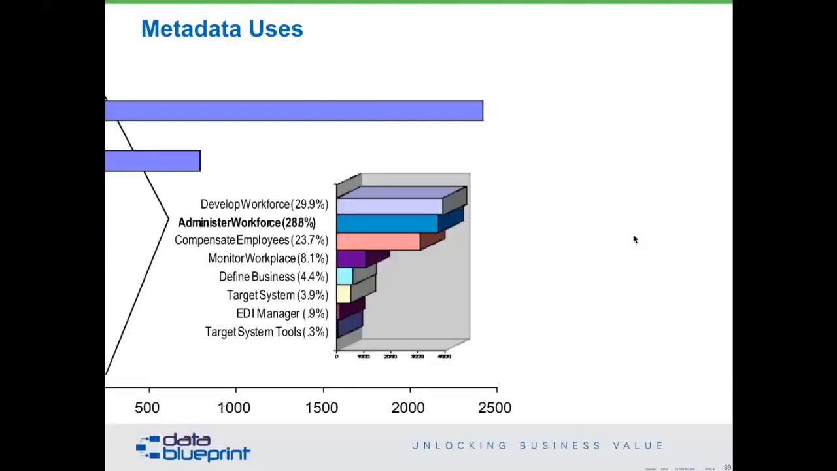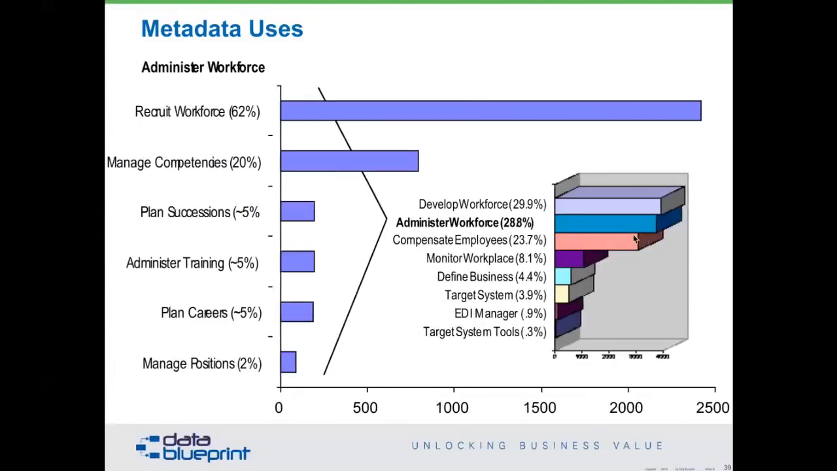Here's another use of metadata around this. Here's PeopleSoft's HR, workforce, and compensation modules. And we've done a little metadata analysis showing that those three modules, develop workforce, administer workforce, compensate employees, are clearly more complex than monitor employees, define businesses, target system, manage your EDI, and regular system tools. You can see they're very small pieces of this. And I've taken one of them, administer workforce, and expanded it out to include recruit workforce, manage competencies, which you can see are more complex processes than plan successions, administer trainings, plan careers, and manage positions.